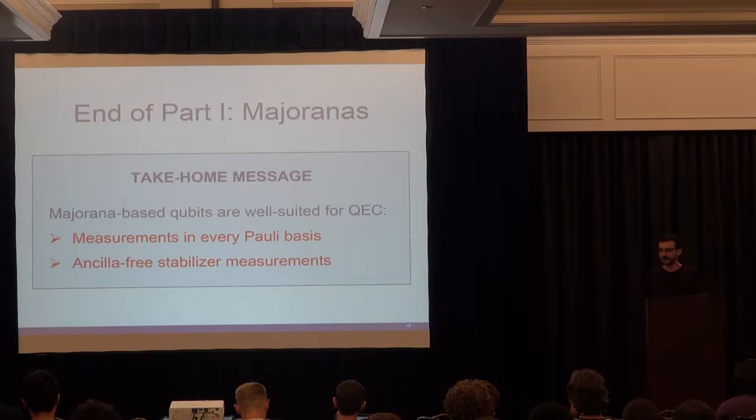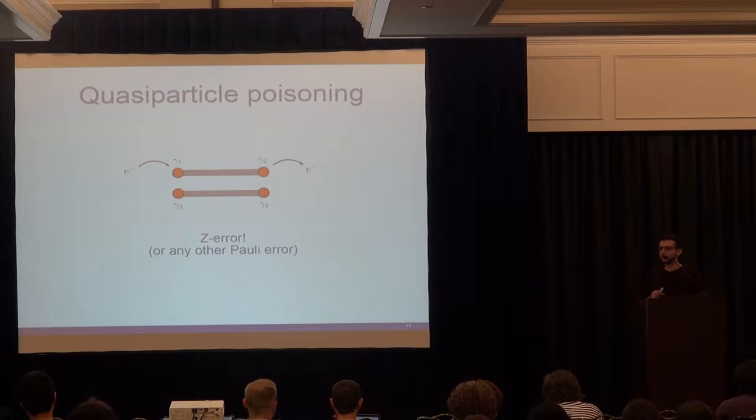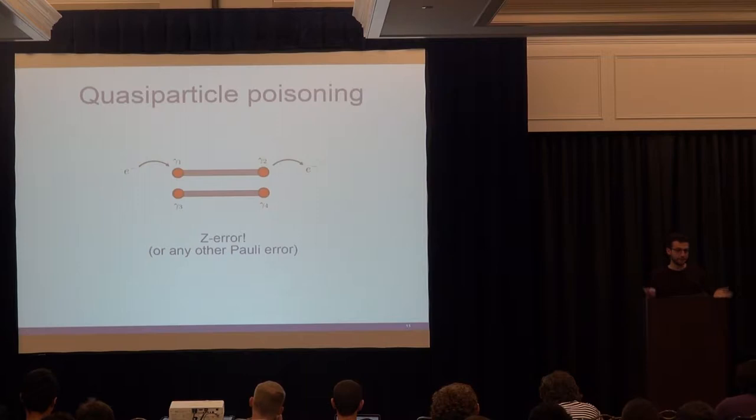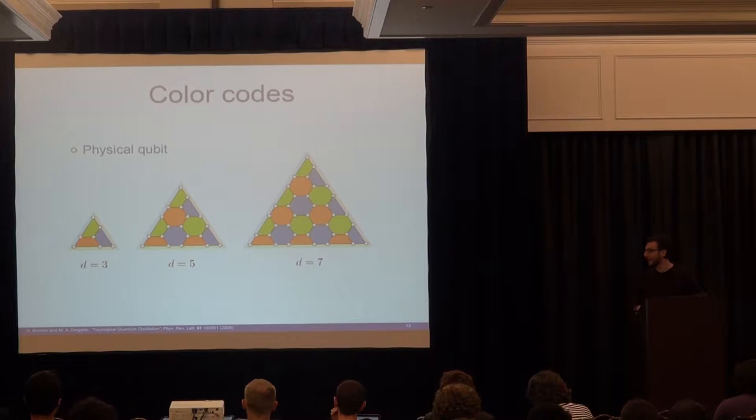But there are still error sources. And perhaps the most important one is quasiparticle poisoning, which happens when an external electron tunnels onto this topological superconducting nanowire. This tunneling operator involves one of the Majorana operators. And this is going to change your Pauli operator. So it's going to lead to Pauli errors, for instance, a Z error here. So now you need to add an error-correcting code. And I would like to argue that color codes are a natural choice for that. And I'll get to the question why in a minute.